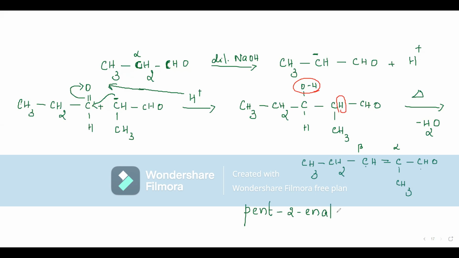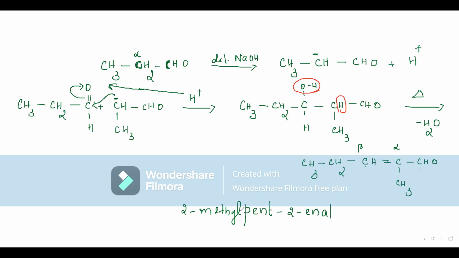What I missed is the CH3. Where is the CH3? On the second position. So 2-methylpent-2-enal is the name of the compound. So these two examples which we have studied now are examples of aldol condensation.